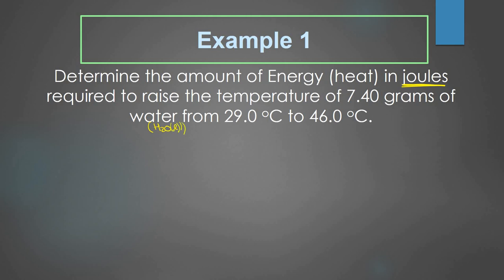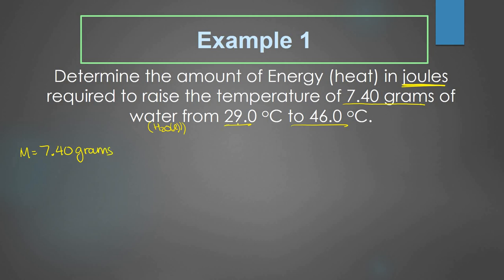If it said ice, we'd know it'd be solid form, or water vapor, we know it'd be gas. It's asking us to raise the temperature of 7.5 grams from 29 to 46 degrees Celsius. So we know here we're given a mass. By reading it, the first number we run into is our mass, so 7.40 grams.